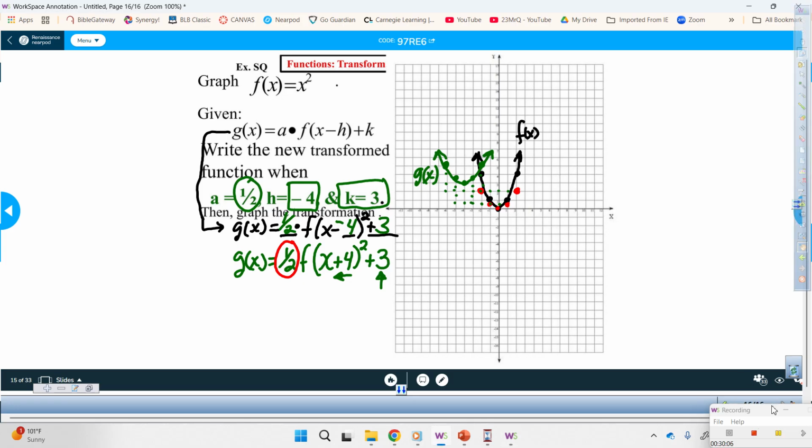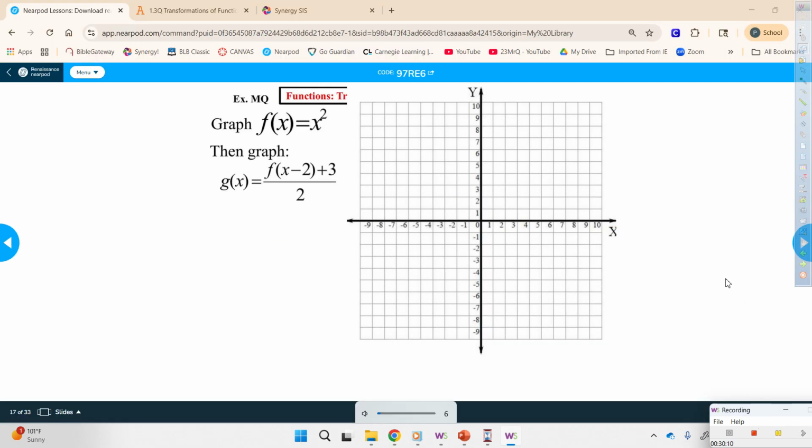All right, let me send you the screen so you can send me your notes. All right, copy that one in the new graph.